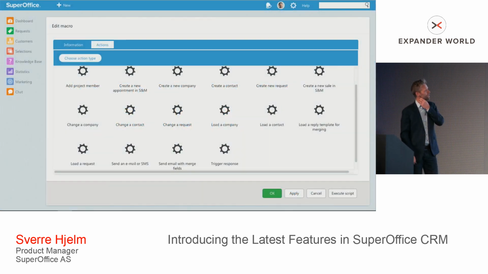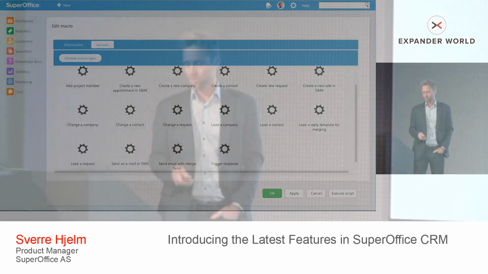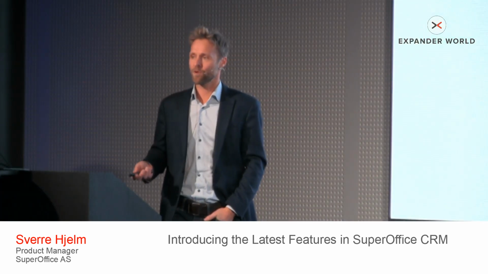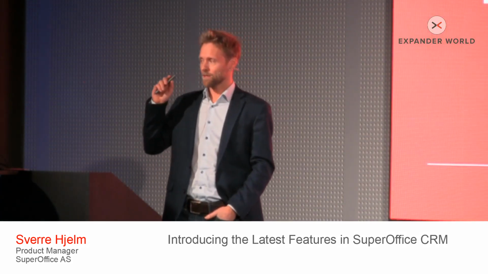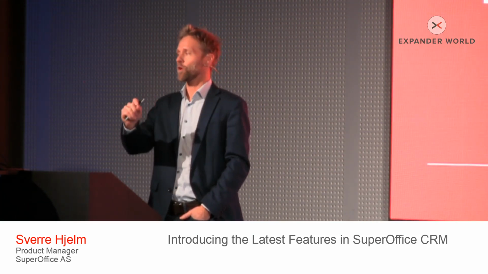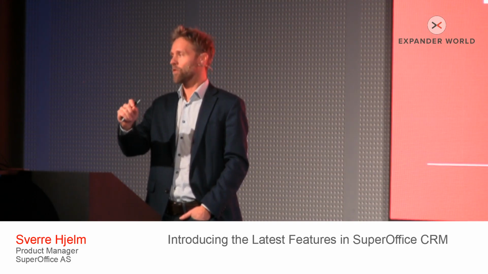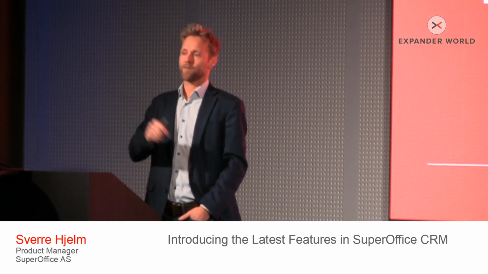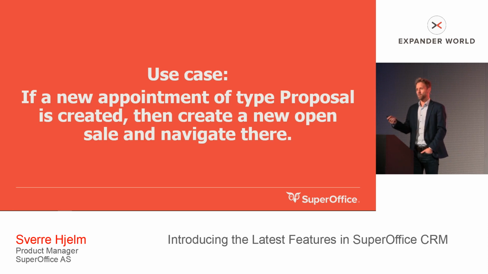So the first thing we've done is that we have created some new tasks since last year. There's add project member, there's create a new sale, create new appointment. And furthermore, we have added more input-output values to these tasks. So let me just give you an example, right? I have a use case. If we go in sales and we create a new appointment of type proposal, then create a new open sale and navigate there. So I'm thinking, and maybe in some kind of business that would make sense, and you would like to be able to do that with macros.